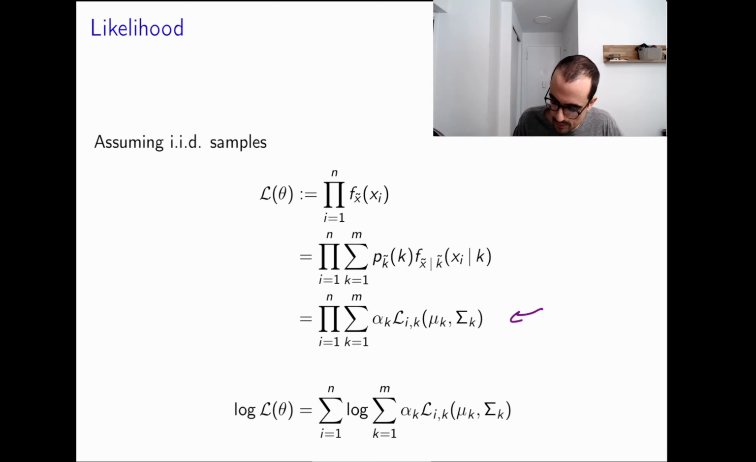When we take the logarithm, we realize that we have a very weird looking function. We have a sum of a logarithm and then a sum inside. It turns out that this function is very difficult to optimize. It's very difficult to maximize with respect to these parameters.